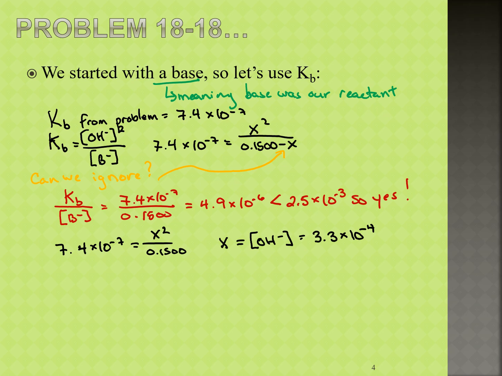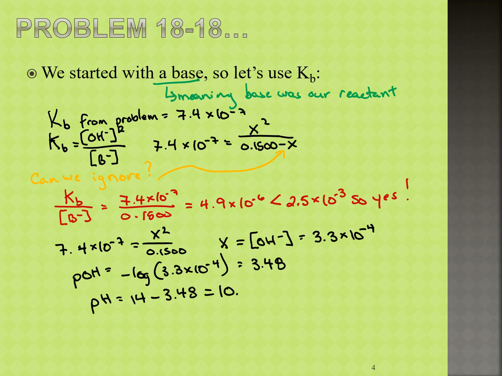All right, so then the pOH is the negative log of that, and we get that to be 3.48, but we want the pH, so 14 minus 3.48, and we get that to be 10.52. All right, took us a while, but we got there, right? But remember, this is still just doing a weak base problem.